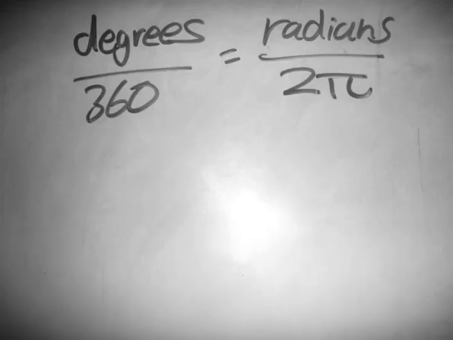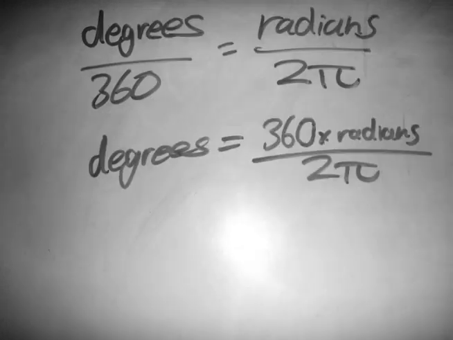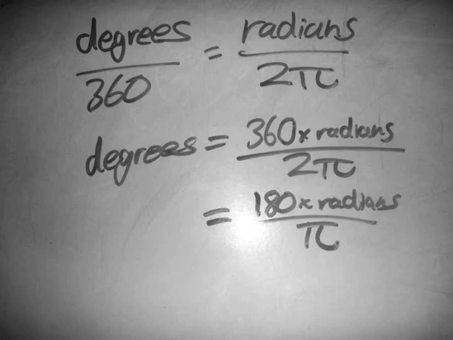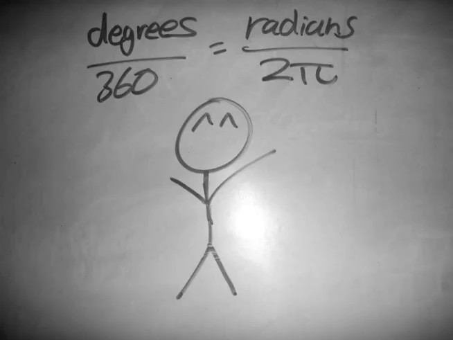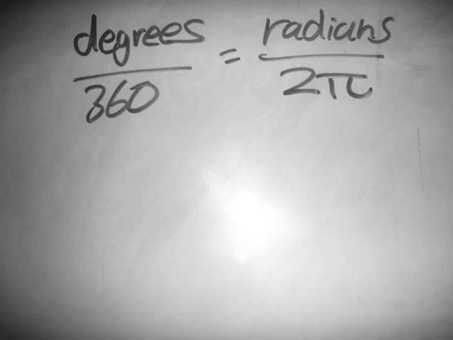Now, if you want degrees and you have radians, do this. From here, we can say that degrees is 360 times radians over 2 pi, which can be simplified to 180 radians over pi. So step 1, get radians. Step 2, multiply by 180. Step 3, divide by pi. Degrees get! Yay!